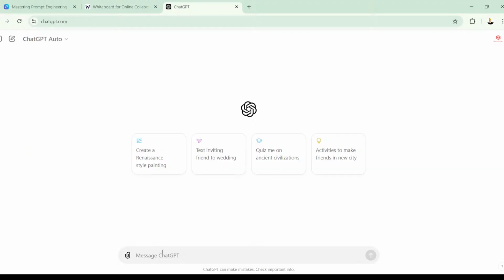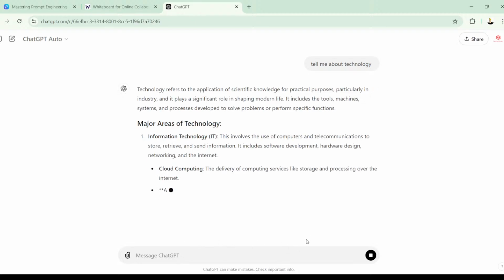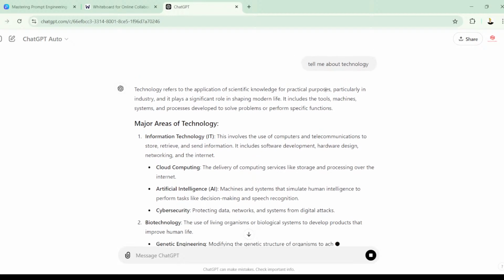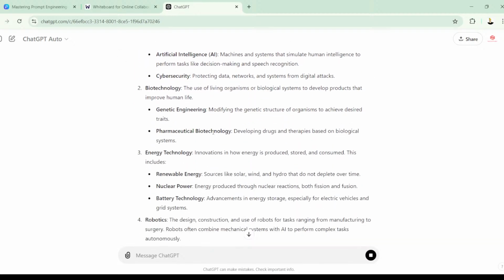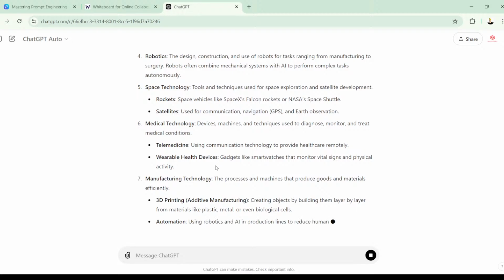Let's see, this is ChatGPT, right? For example, if I give a prompt, tell me about technology, right? So this is a very unclear prompt. There is no clarity. Tell me about technology. What technology? Automobile, IT sector, medical, what? Because there is no specific question here, you can see the response of ChatGPT. It has given an outline, but I didn't get anything specific, right? This knowledge is pretty useless.